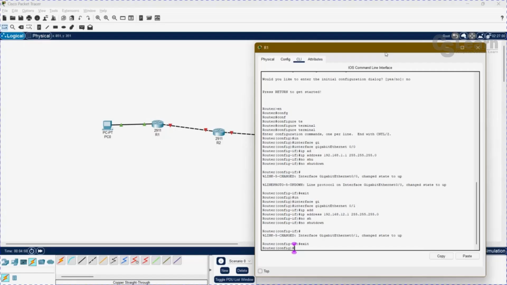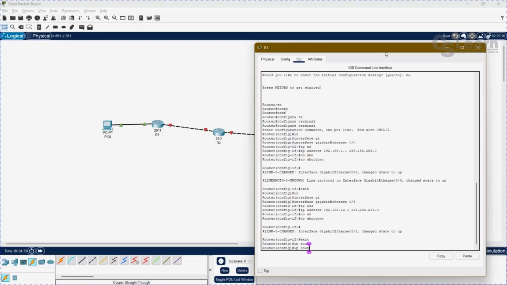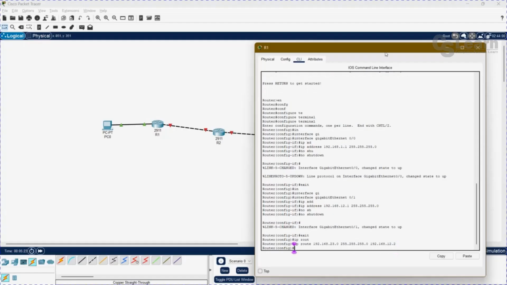Now configure the static route. ip route 192.168.23.0 255.255.255.0 192.168.12.2. This determines how many routers are available in your entire network. Based on that the route will be defined.